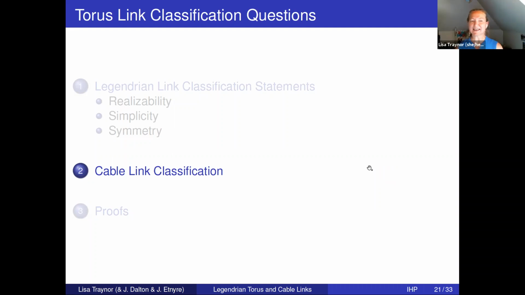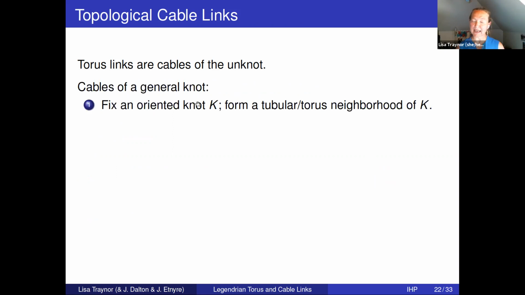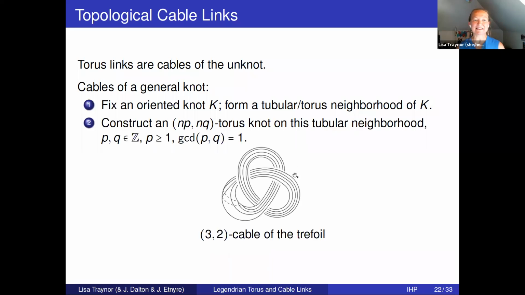So, let me just say that a lot of these results have extensions to cable links. You can think of torus knots as cables of the unknot, set in a standard torus. But to make a general cable knot, we fix an oriented knot type K and form a torus neighborhood of that. Then we construct a torus knot on that twisted, non-standardly embedded torus. So here's an example of a (3,2) cable of the trefoil.